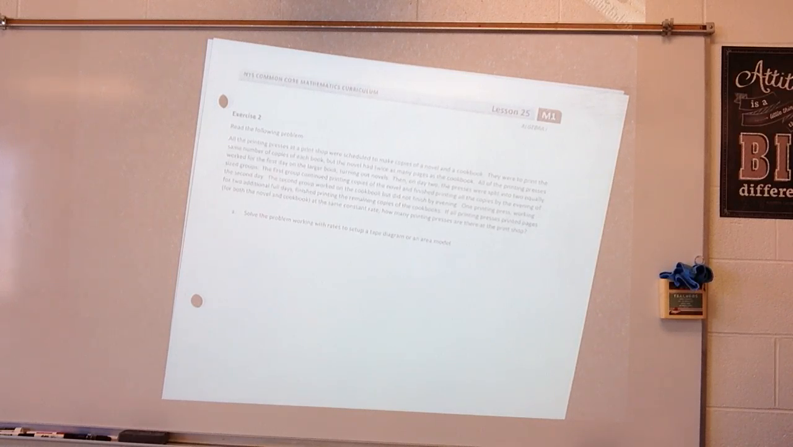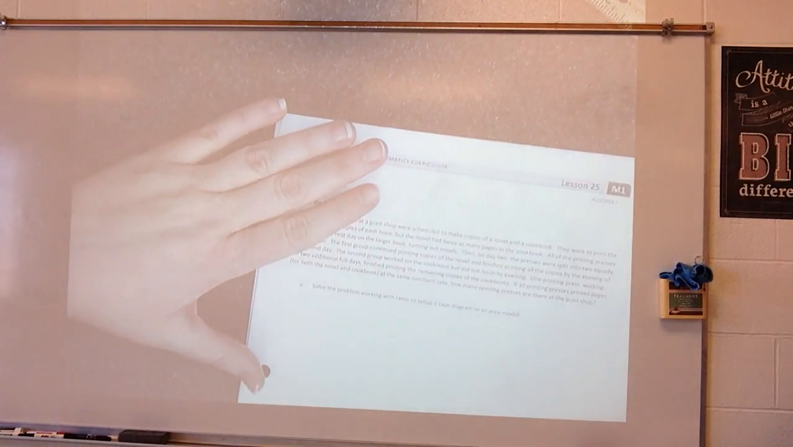Okay, so solve the problem working with rates, setting up a tape diagram or an area model. One of the keys, or somewhat of a simple solution, would be what we call an area model. We need to recognize that the novel has twice as many pages as the cookbook. So the area that represents the novel should be twice the size of the area of the cookbook. So, let's look at what this is going to look like.